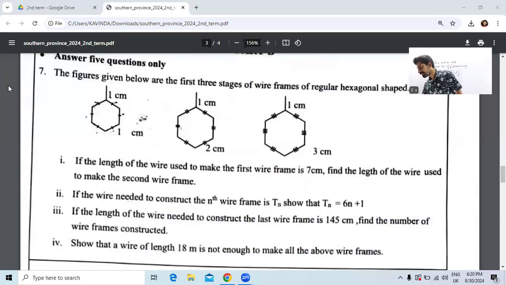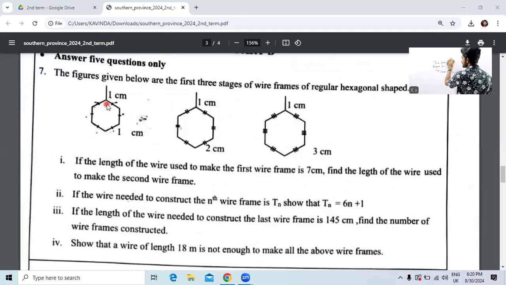The figures given below are the first 3 stages of a wire frame of regular hexagonal shape. So that means 1 cm. If the length of wire used to make the first wire frame is 7 centimeters, 1, 2, 3, 4, 5, 6, 7 centimeters, you can clearly see 7 centimeters are there. Then find the length of the wire used to make the second wire frame.